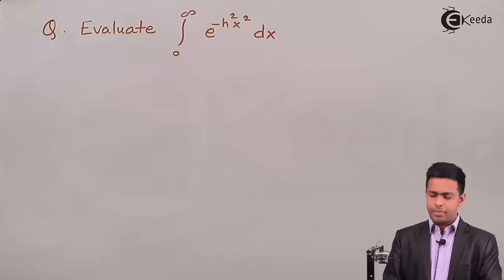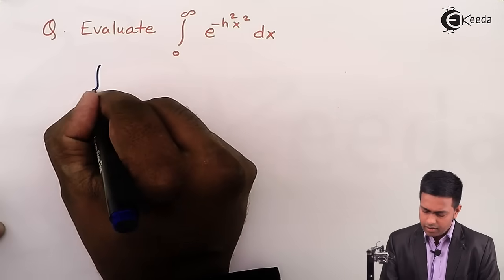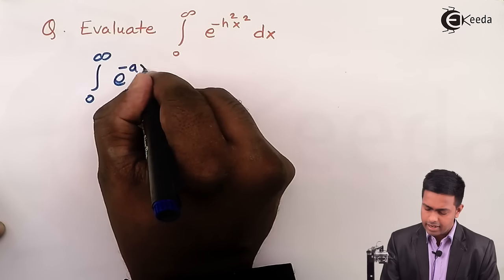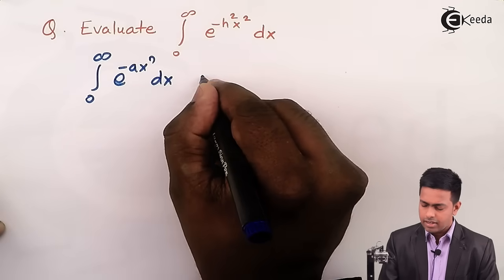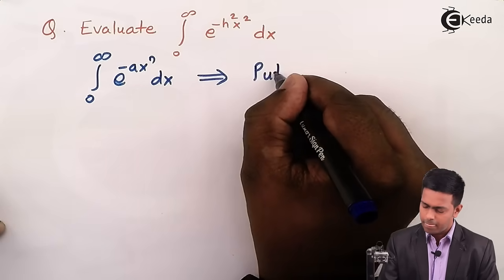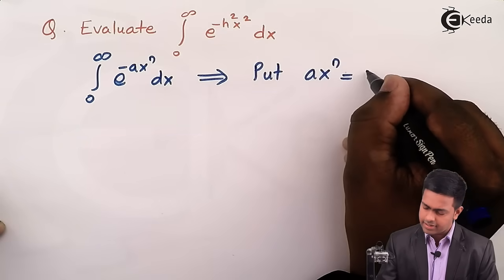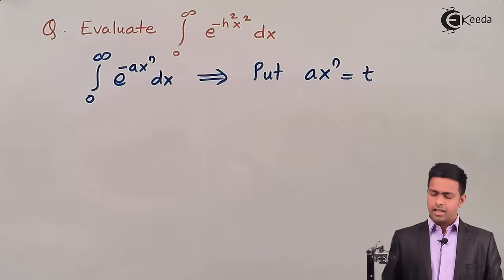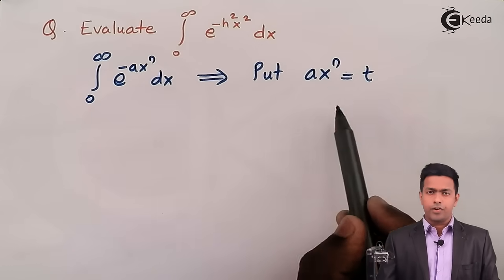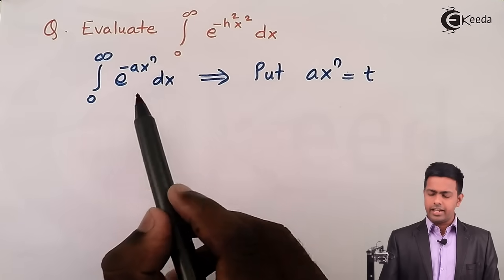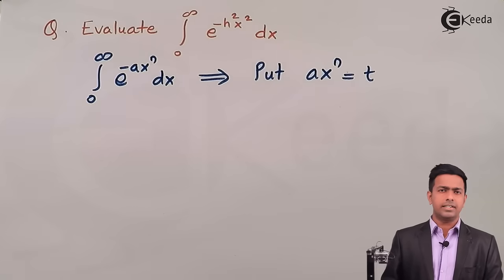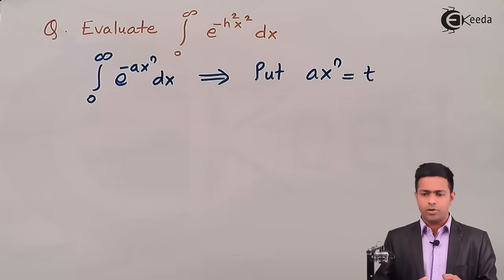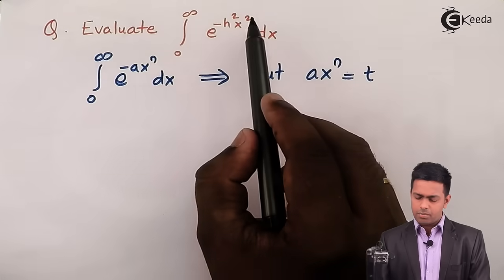So guys, that form is like this. Whenever you have the integral from 0 to infinity of e to the power minus a x raised to n dx, in such cases you can put a x raised to n as t. By doing this, you get e raised to minus t, and by finding the differentiation, that is dx, you will get the algebraic term and dt, and then you can match it with the definition of gamma function and get the value.